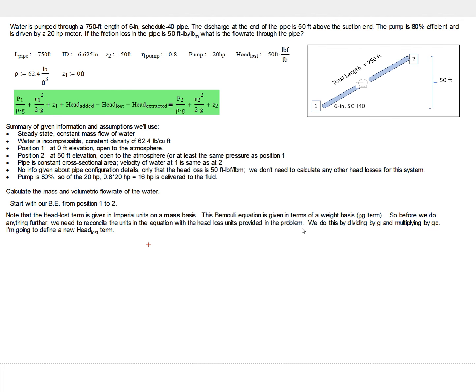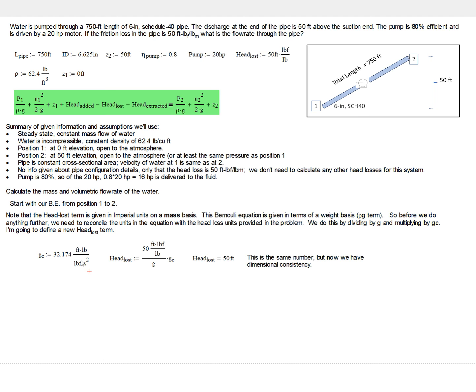And we do this, and this might not be quite totally intuitive at the beginning when you're working these problems, but we do this by dividing by g so that we have m times g in the denominator, but then we have to multiply by gc. And so that will give us our head loss term in per weight basis.